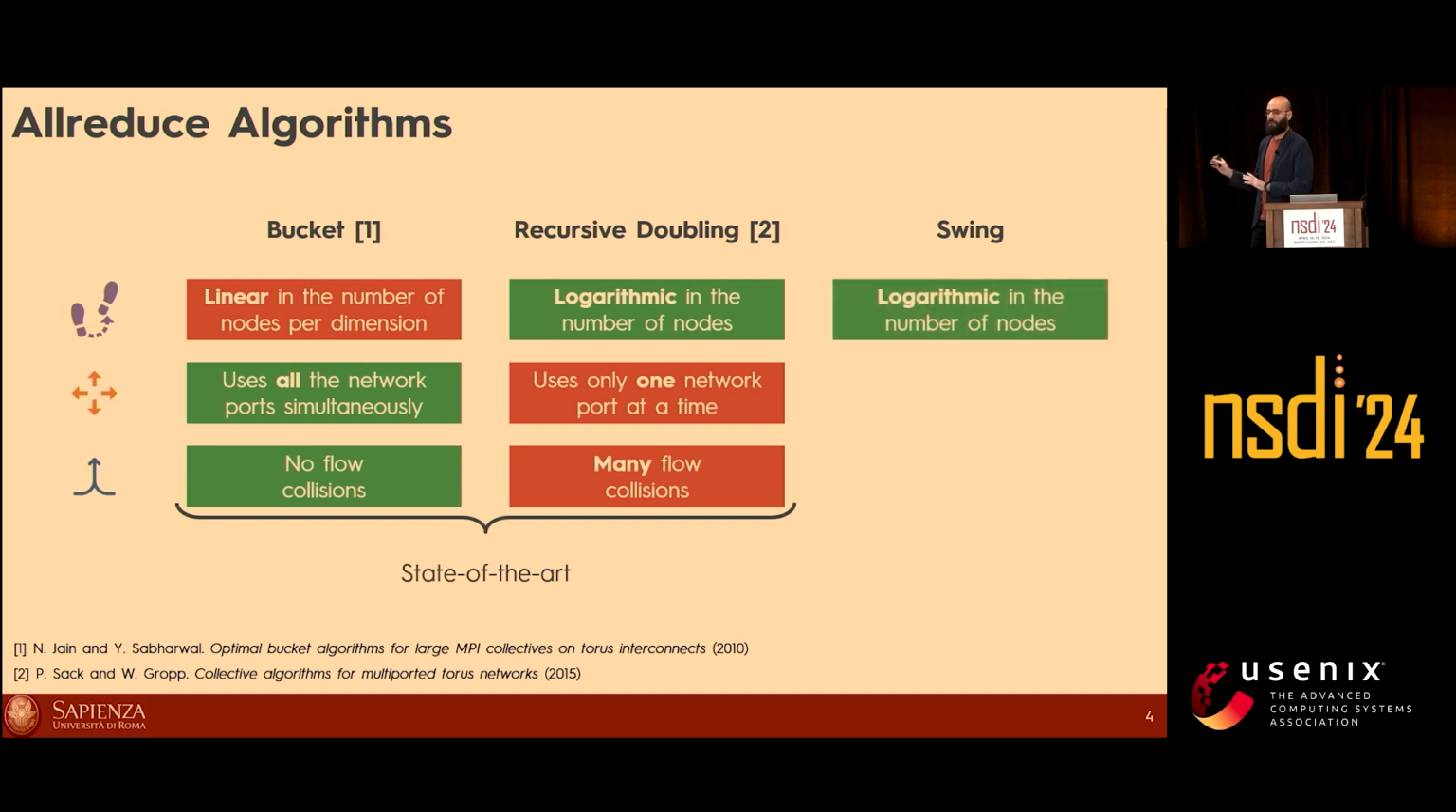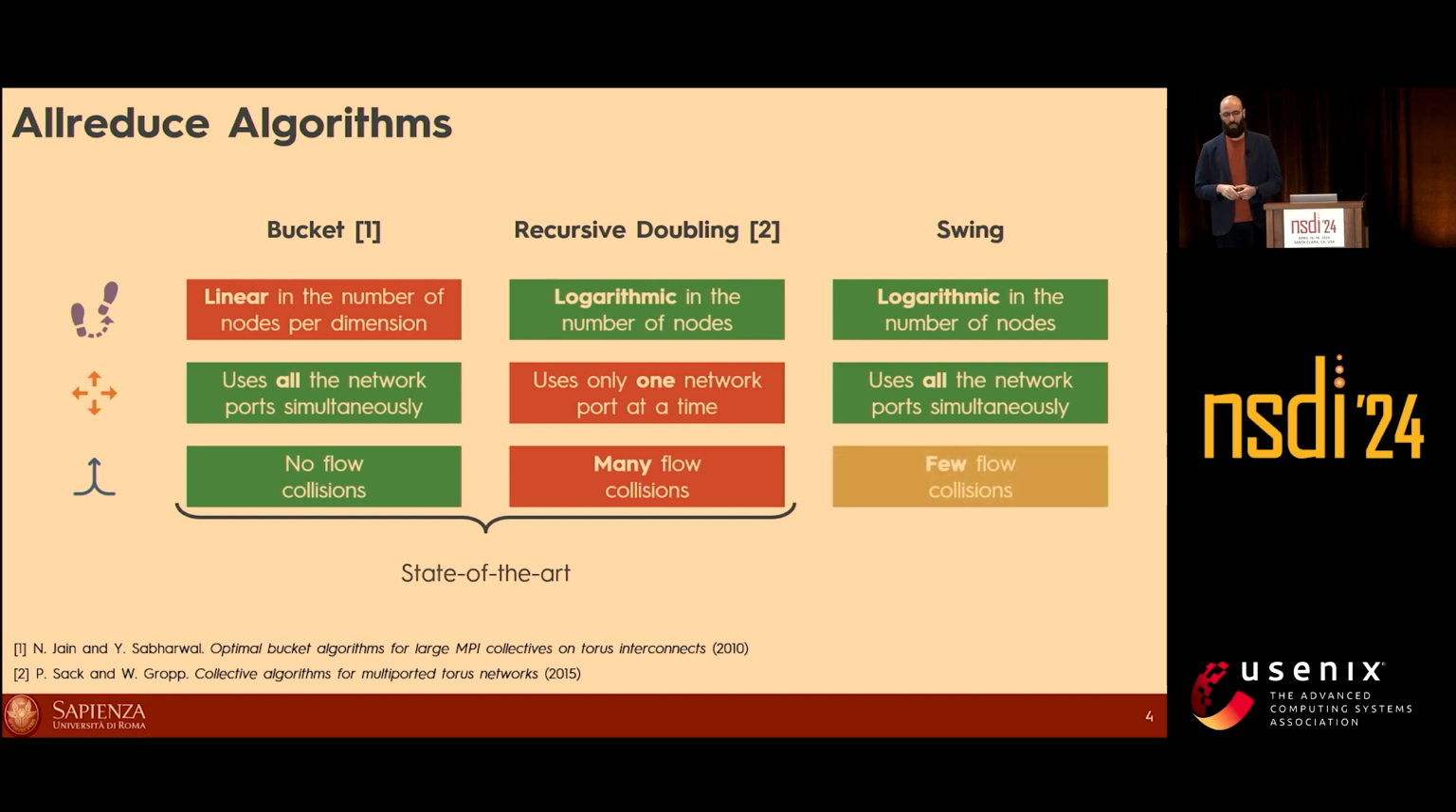So what about Swing? Swing is logarithmic also in the number of nodes, like recursive doubling, but it can use all the network ports. So this helps a lot for larger messages. And it also has a few flow collisions. It has fewer flow collisions than recursive doubling, which is enough to outperform both recursive doubling and the ring algorithm in most cases. We will see this in the evaluation part.